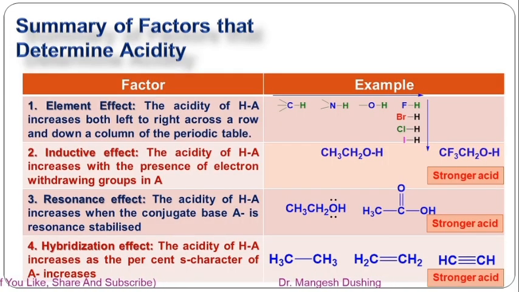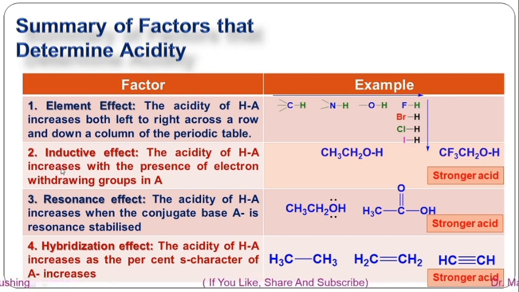So in summary, we will see all these factors and their examples. The first factor is element effect. The acidity of HA increases both from left to right across a row and down a column in the periodic table. So acidity goes on increasing from left to right, as well as in a column from top to bottom. So HF is the strongest acid among these four in a row, while HI is the strongest acid among these four in a column.